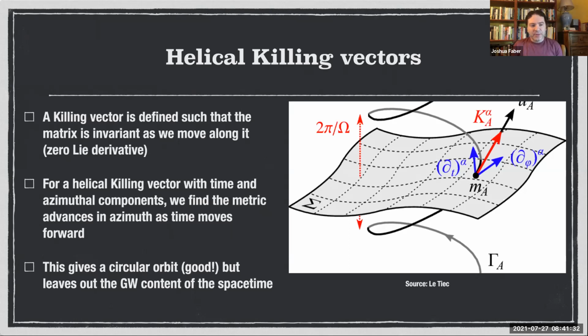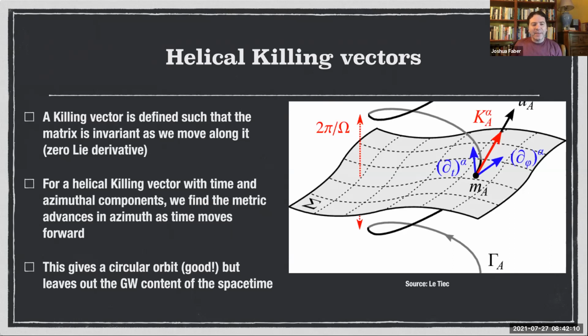The simplest way to express this is basically that a Killing vector will have a time component and an azimuthal component that accounts for the rotation. The metric advances in azimuth as time moves forward. This is a choice that we make for describing initial data. It has several good properties as an assumption. It's actually relatively simple as things go. It typically gives you a circular orbit for your binary components initially, which is what you would typically want.